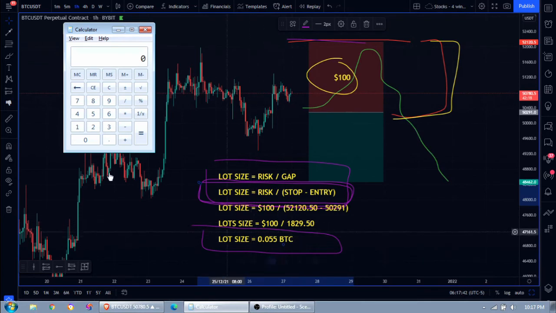okay, so what is 0.055 of Bitcoin price at the moment? So 0.055 of the current Bitcoin price, which is 50,779, is 2,792. Alright, so you actually need to have $2,792 in your account. Well, actually, you should have more, because you don't want the exchange closing your trade because you don't have enough money.